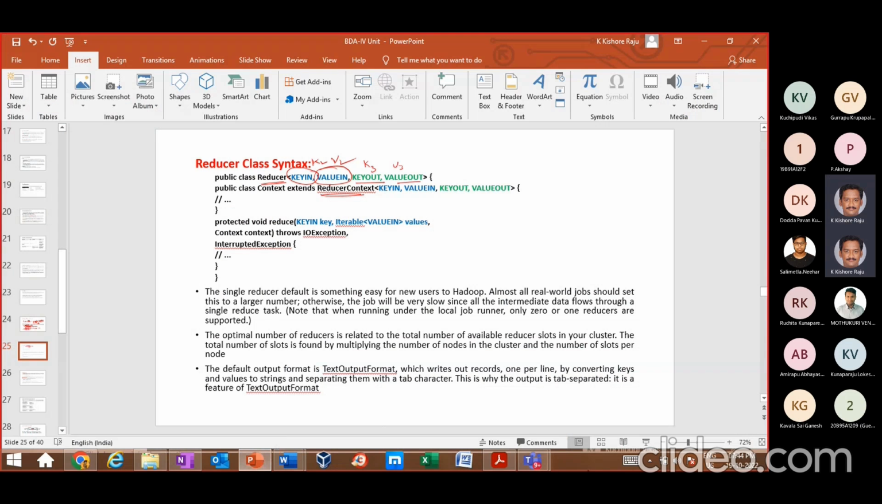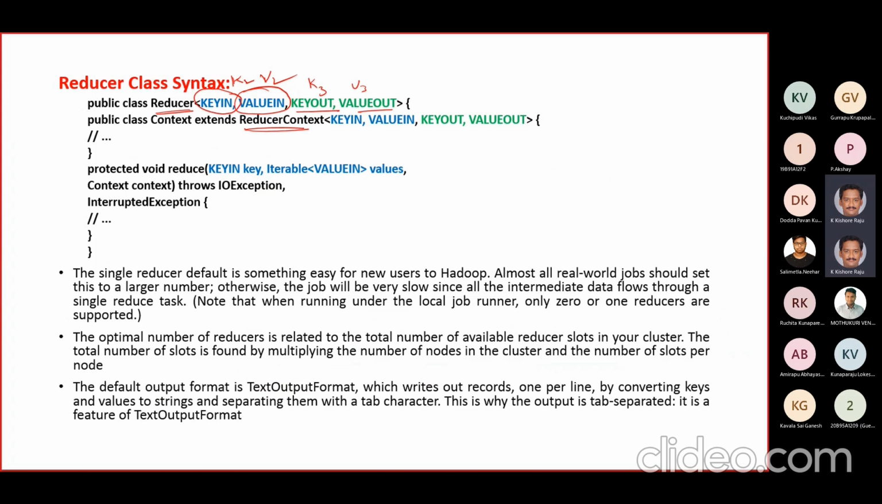Okay, so here in the reduce class, K2 and V2 are the input and K3 and V3 are the output. Then the reducer context will be there, and it will return the context. In the reducer class, reduce is a method, and the input key and list of input values will be processed here.